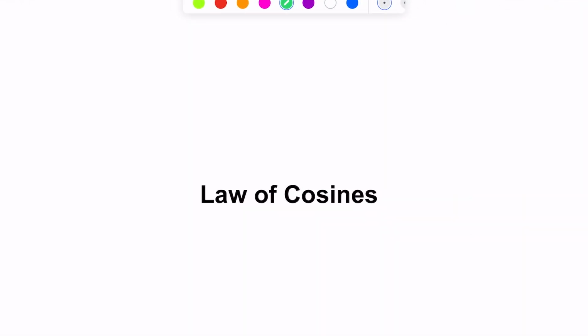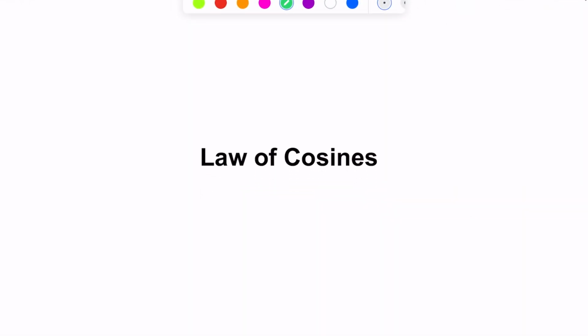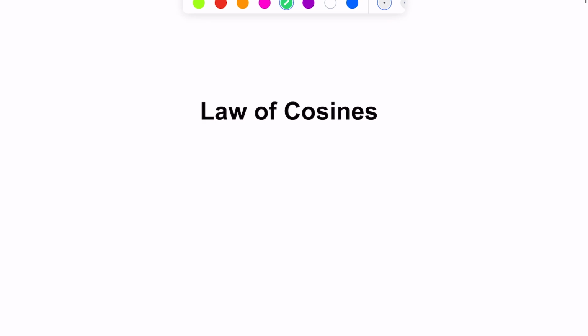All right, so we are working on law of cosines. Now, the last time we worked with law of sines, which allowed us to solve angles and sides of a triangle that weren't a right triangle. In Unit 8, we did right triangles.